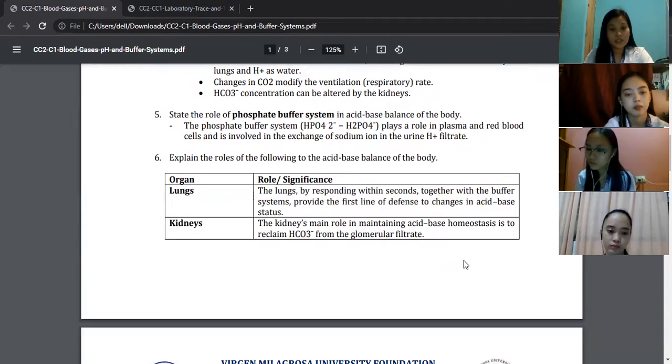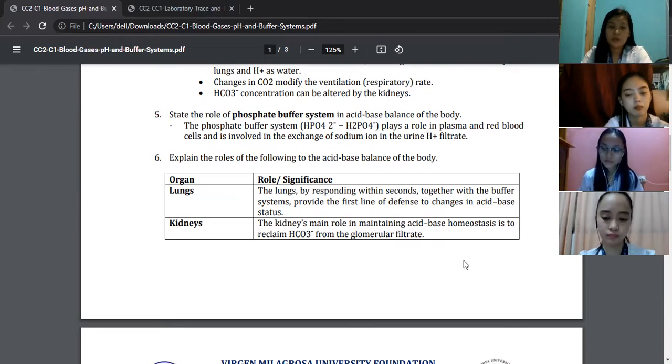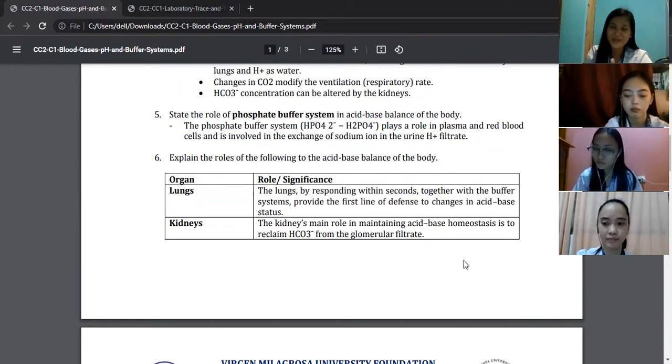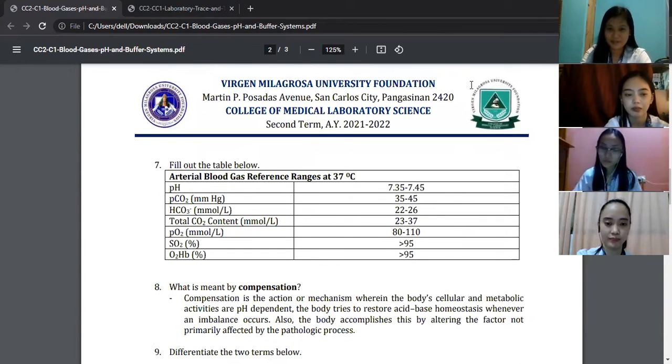The role or the significance of the lungs is that the lungs, by responding within seconds together with a buffer system, provide the first line of defense to changes in acid-base status, while the kidneys' role in maintaining acid-base homeostasis is to reclaim bicarbonate from the glomerular filtrate. So the next is by Andrea.